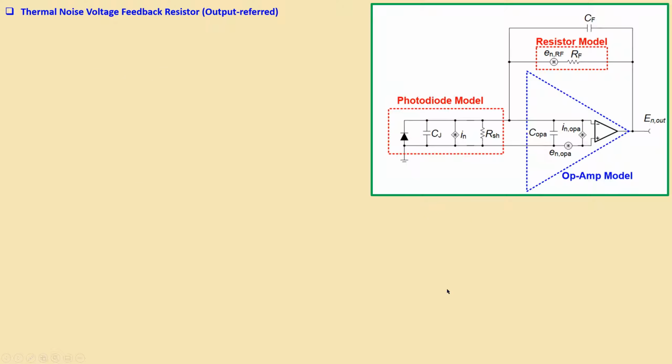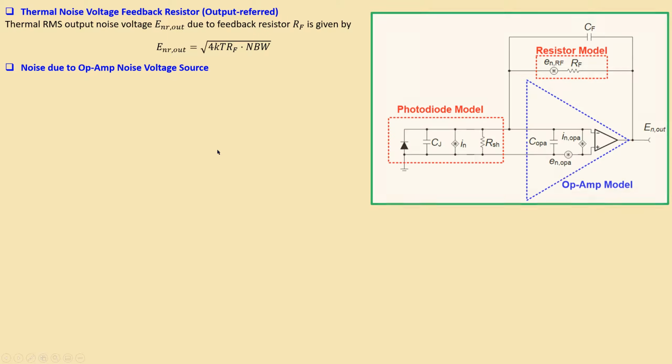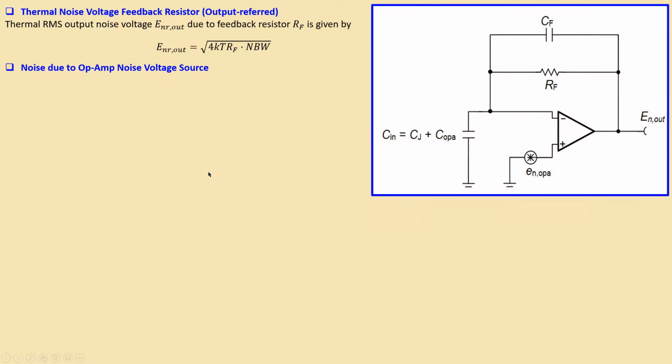Now the terminal noise voltage, that is the feedback resistor's output-referred noise, can be calculated using the formula shown here. This is again the very familiar formula for calculating the RMS noise voltage of a resistor, which is the square root of 4kT times the resistor value times the noise bandwidth. The noise due to the op-amp noise voltage source can be calculated using the model shown here, so we focus only on the op-amp noise voltage source.